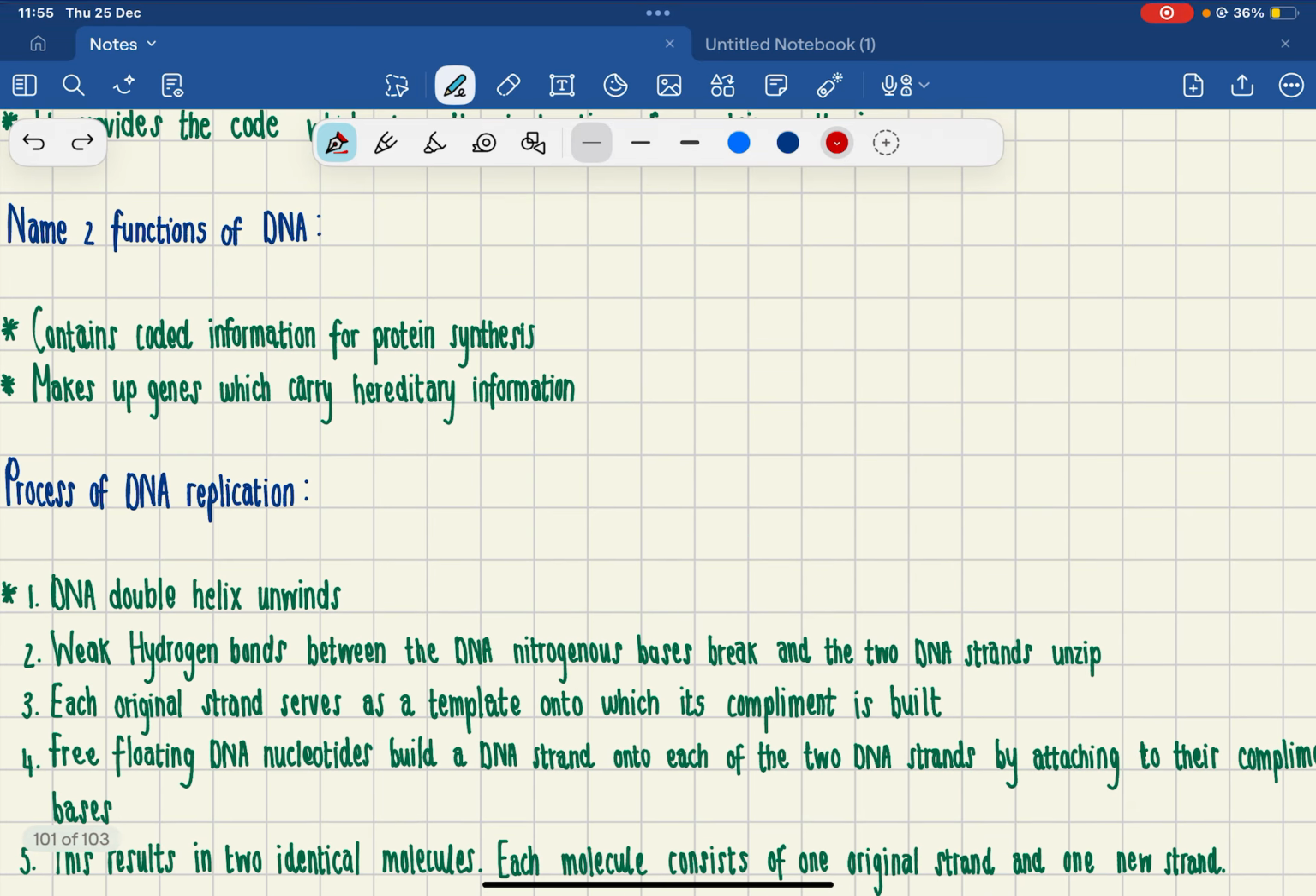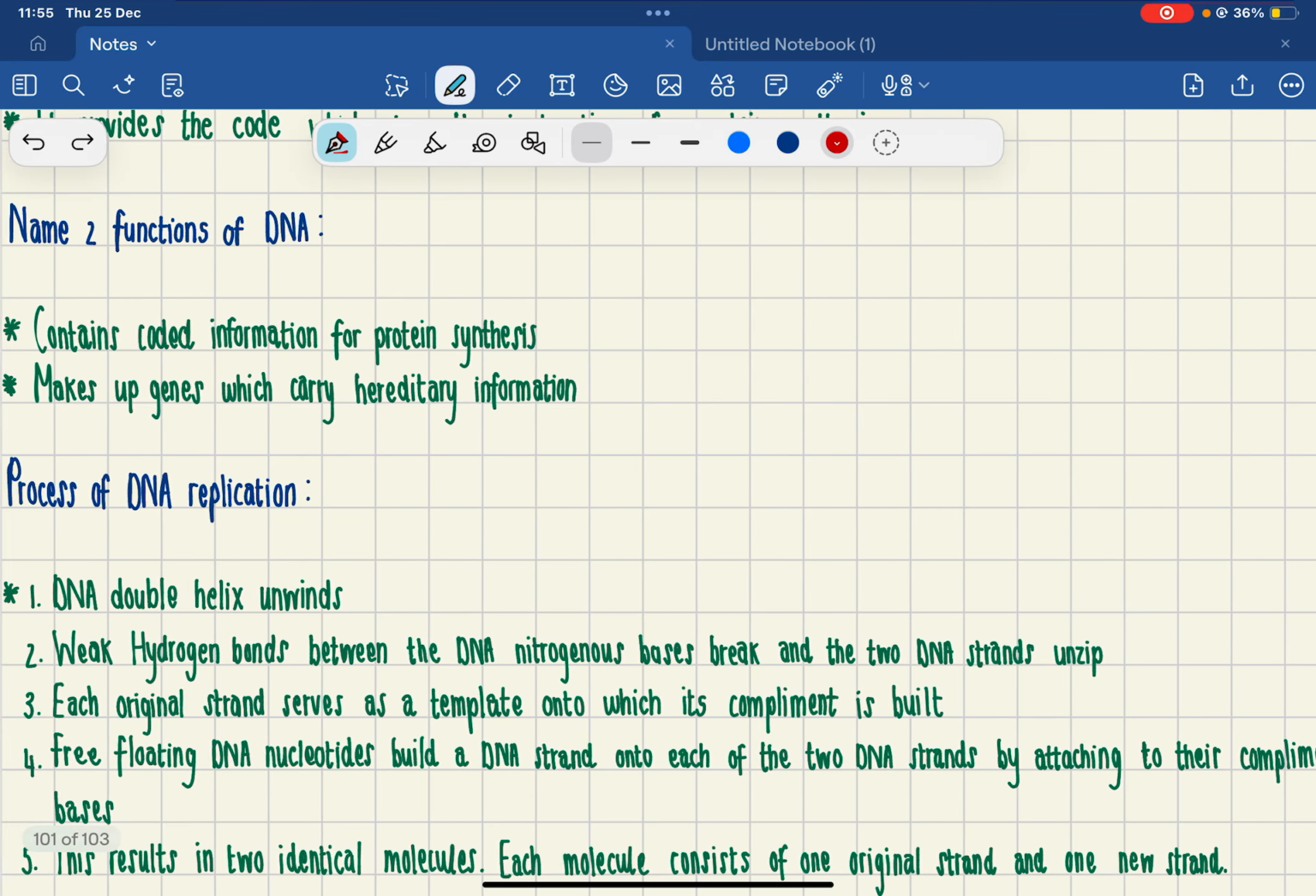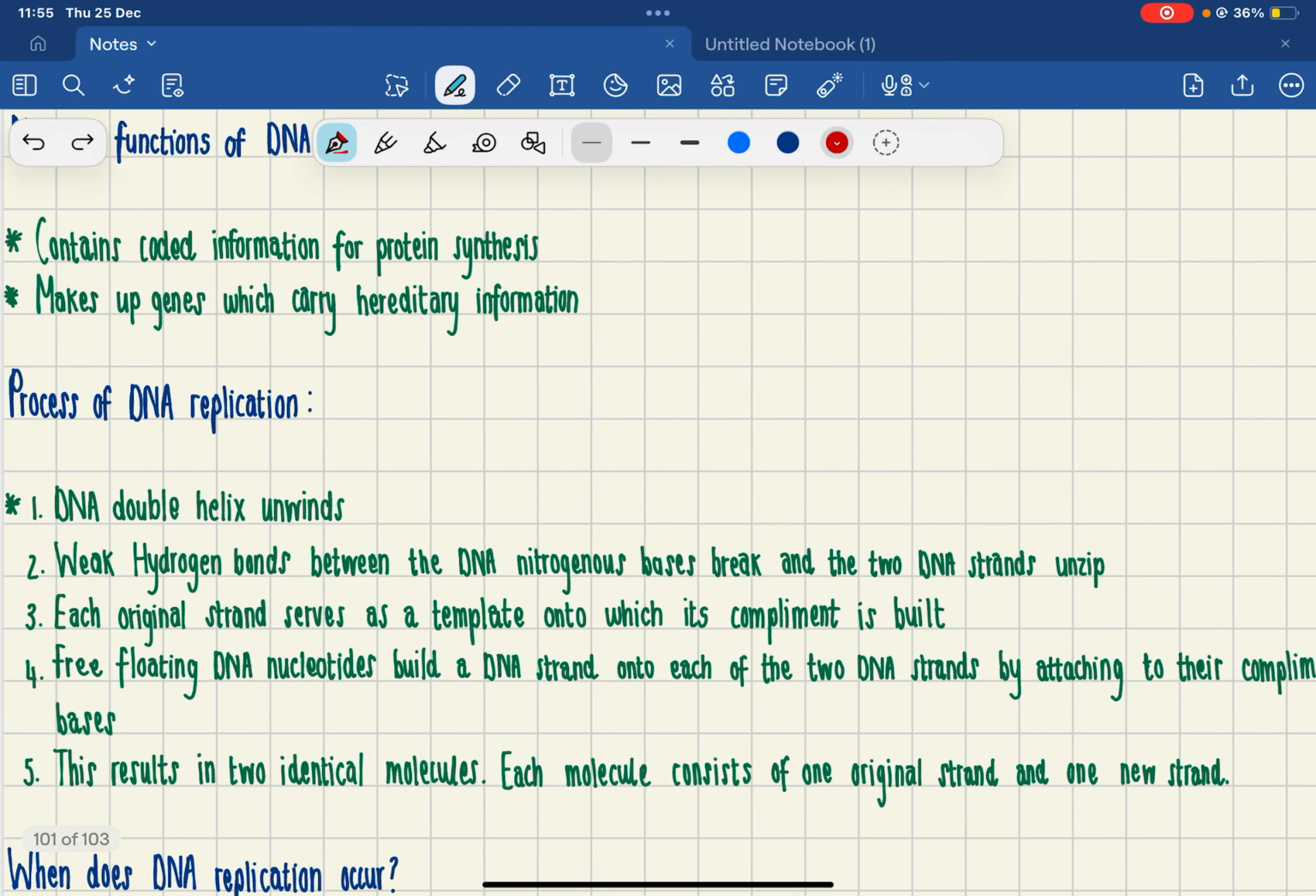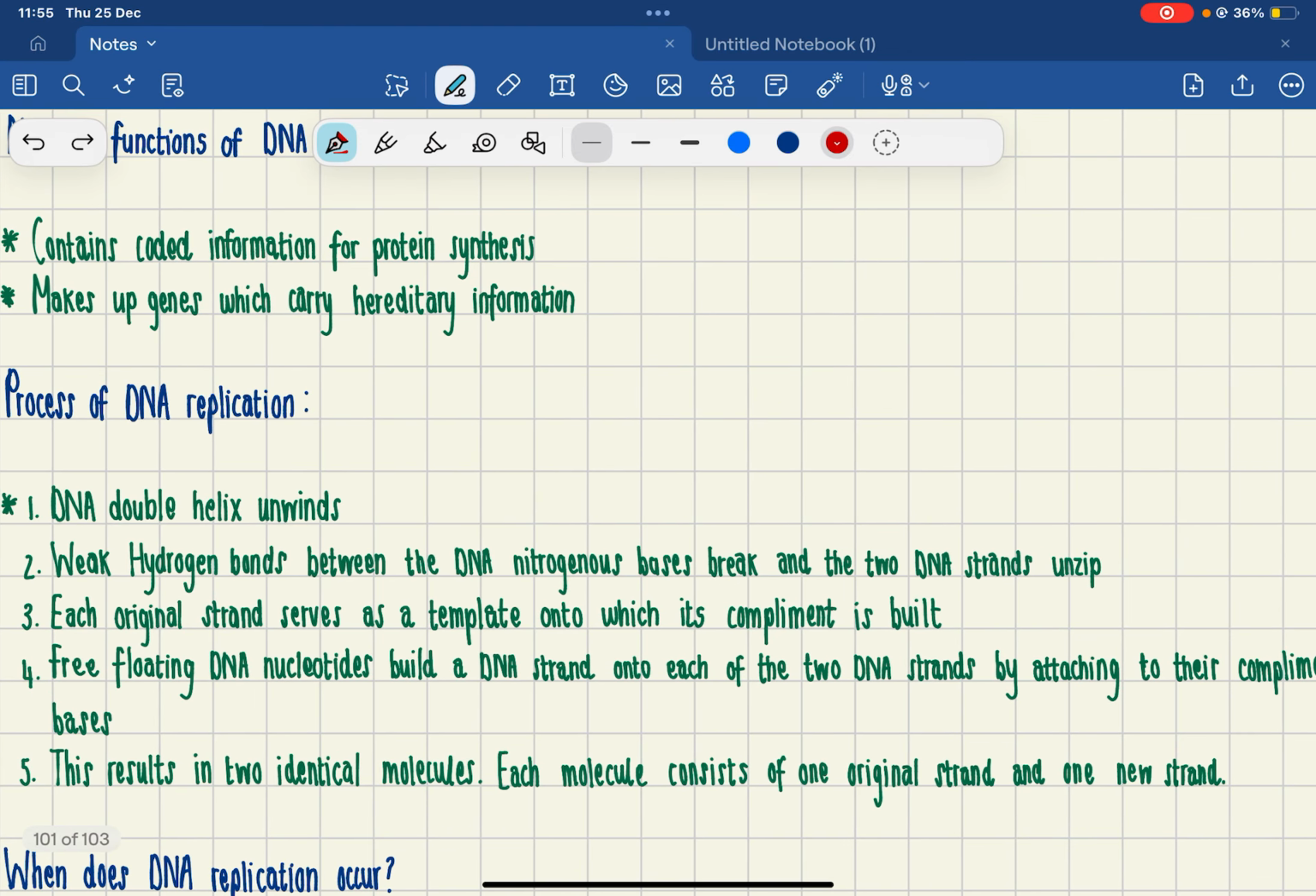And then, boys and girls, we have a process called DNA replication. When we replicate something, we're making an identical copy of that specific thing. So what is DNA replication, boys and girls? DNA replication is a process whereby DNA makes an exact or identical copy of itself.